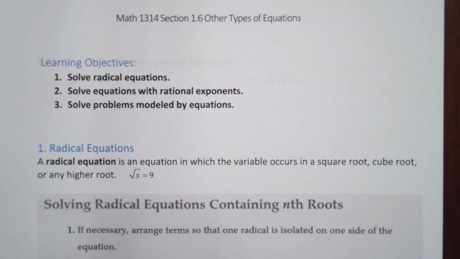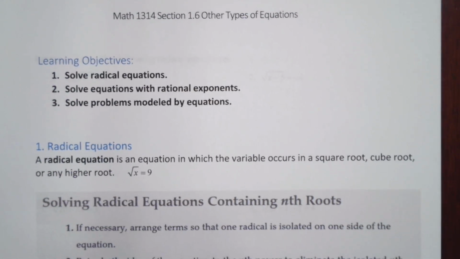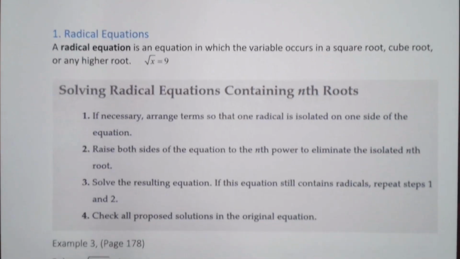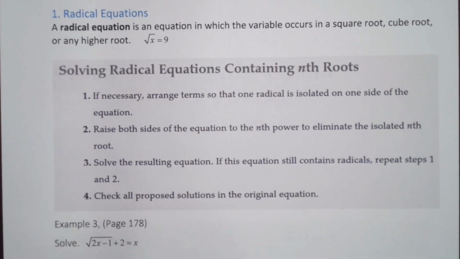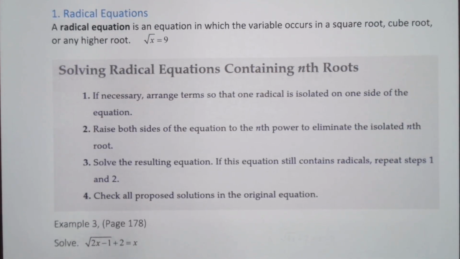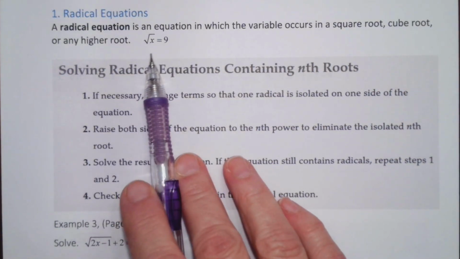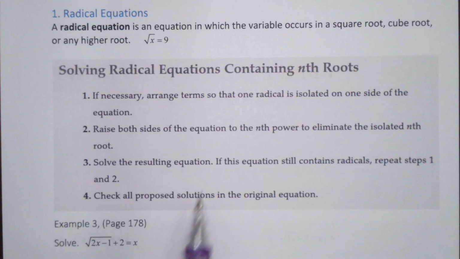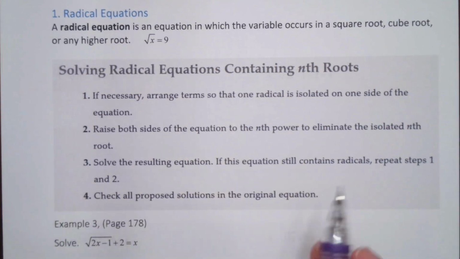All right, we're going to go over section 1.6, other types of equations. The learning objectives are that we're going to look at radical equations, equations with rational exponents, and some modeled equations. A radical equation is an equation in which the variable occurs in a square root, cube root, or any other root. In other words, this is the square root of x equals 9. All right, we're going to go ahead and solve.